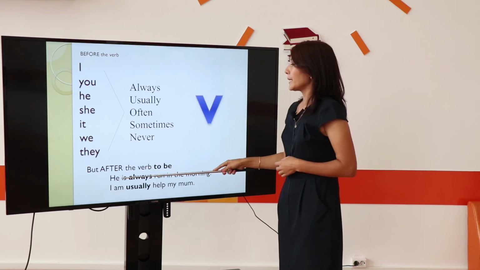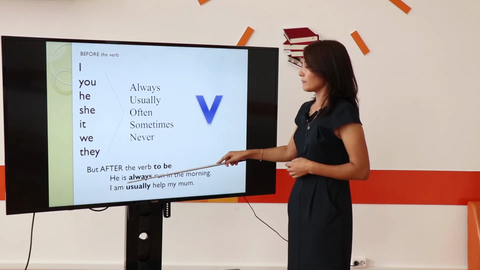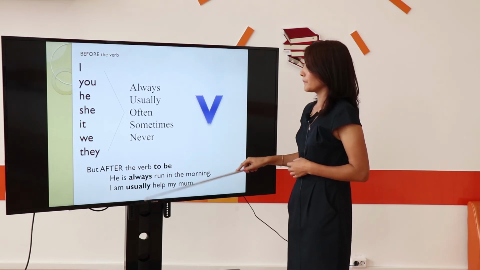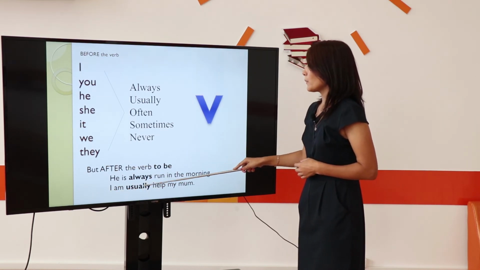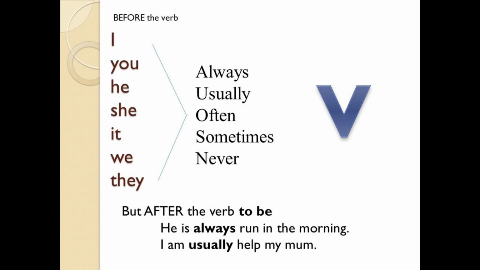Okay, pay attention. He is always run in the morning. There is a verb to be, is. So we use these adverbs after it. Okay, I am always help my mom. Am is the verb to be, so we use our adverbs after it.